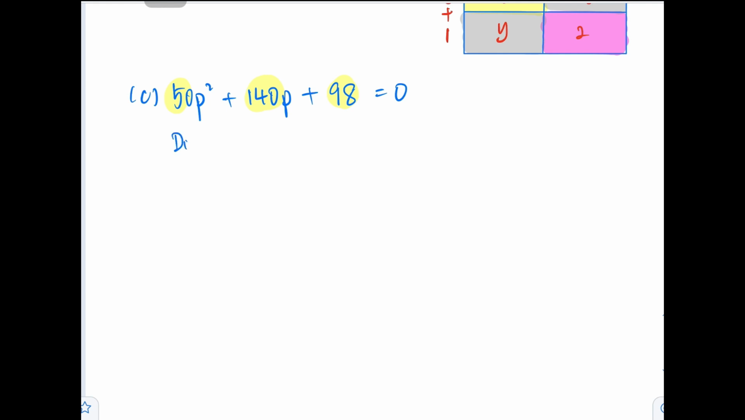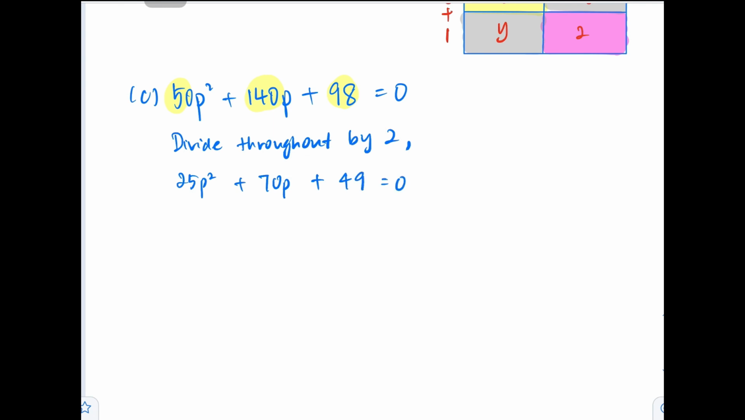So let's try to divide throughout by 2. This means that we divide every single term in this equation by 2. So 50p squared, if you divide it by 2, you get 25p squared. 140p, you divide by 2, you get 70p. 98 divided by 2, you get 49.